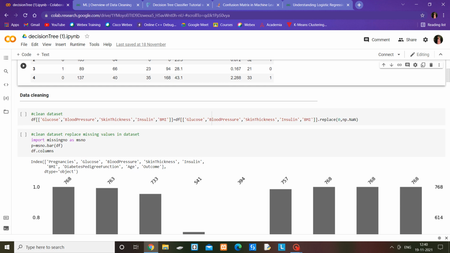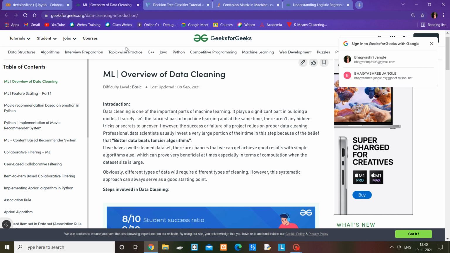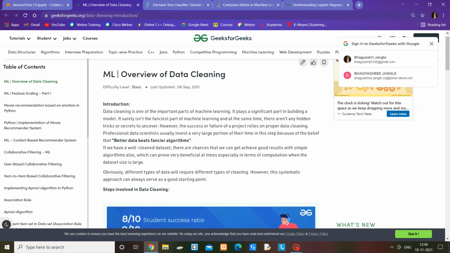Before implementing data cleaning, we will learn what data cleaning is. Data cleaning is one of the important parts of machine learning. It plays a significant part in building the model. It isn't the most exciting part of machine learning, and at the same time, there aren't any hidden tricks or secrets to uncover. However, the success or failure of a project relies on proper data cleaning.